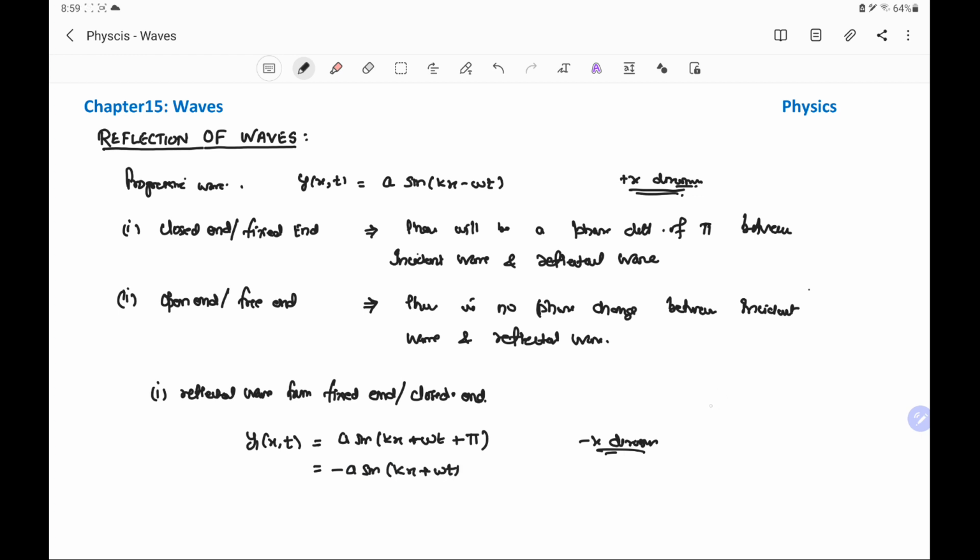An example of this case is a string fixed on a vertical bar. If a wave train is set up in the string moving in the plus x direction, then on reaching the fixed end it tries to push the end up, but because it is fixed it is unable to, and because of Newton's action-reaction law, the pulse gets a reaction and becomes π out of phase. So there is a phase difference of π, the amplitude remains the same, and it moves in the minus x direction. The same is represented by the equation. This is equation number 1.